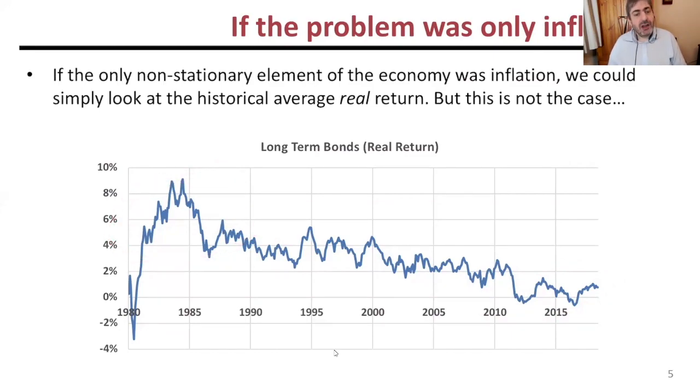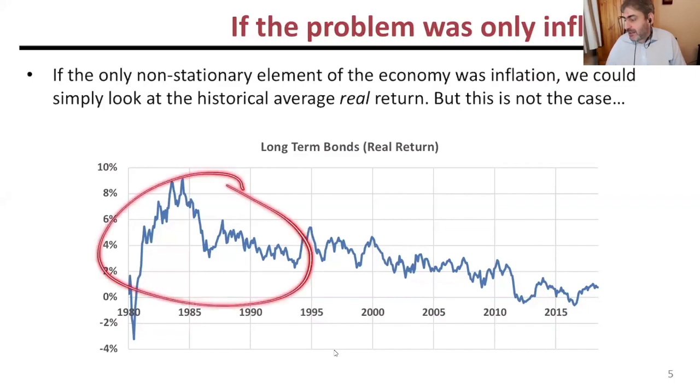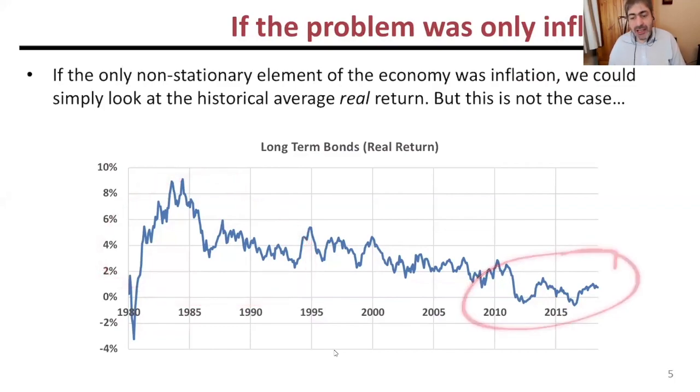So it's impossible to think that even expected real returns from the 80s and the 90s can tell you anything about today, when the cost of money is so low. Because something has changed fundamentally in the economy, and this long-term trend in the risk-free rate affects everything else. Any question up to this point?